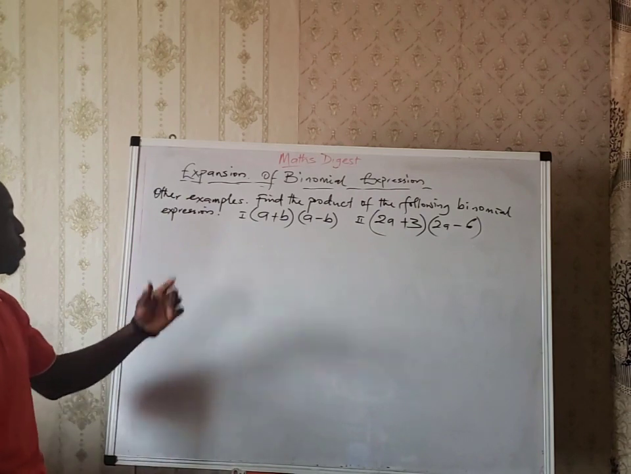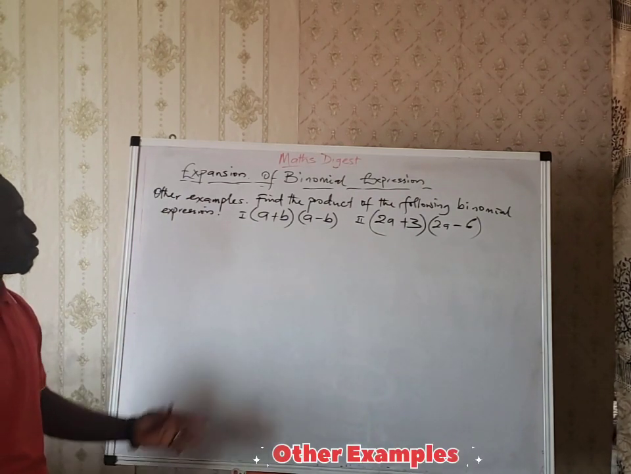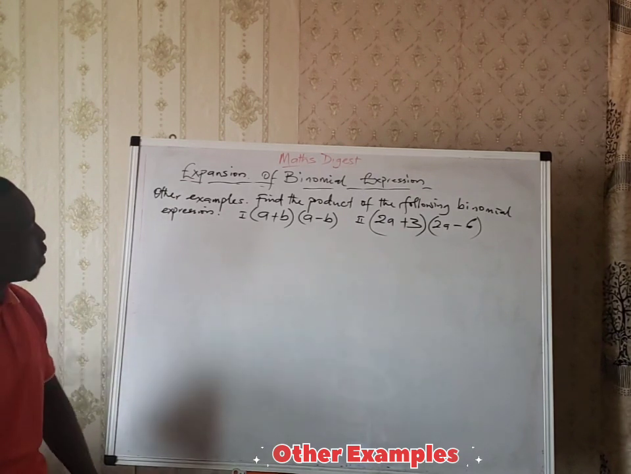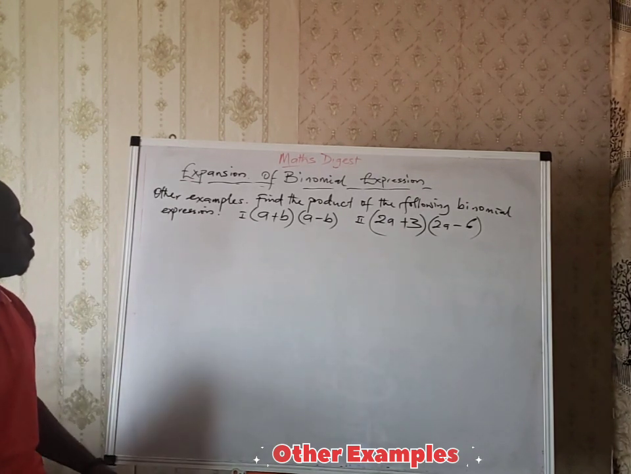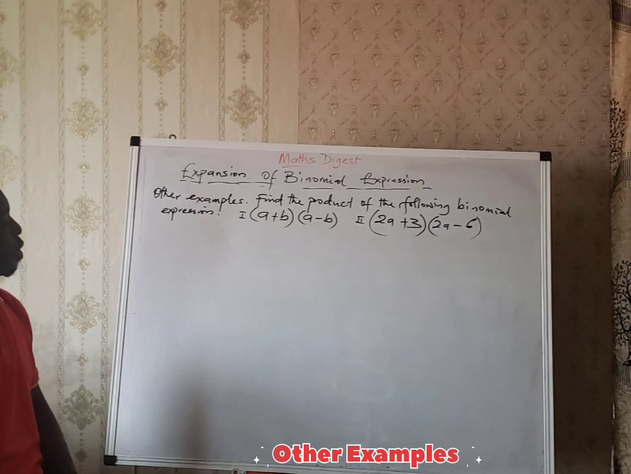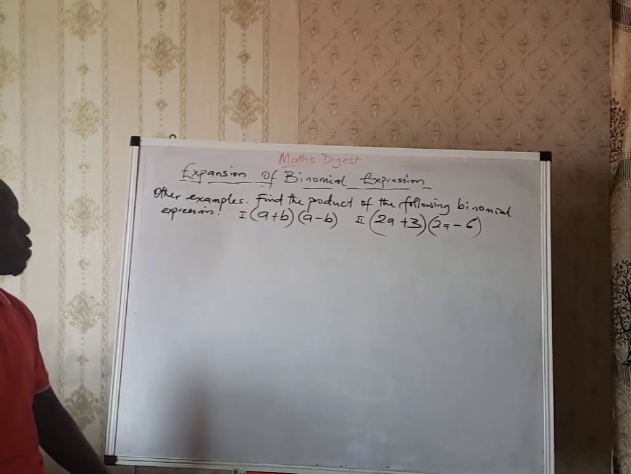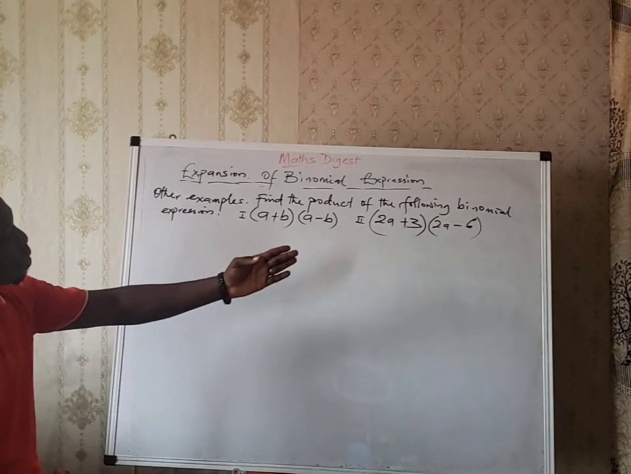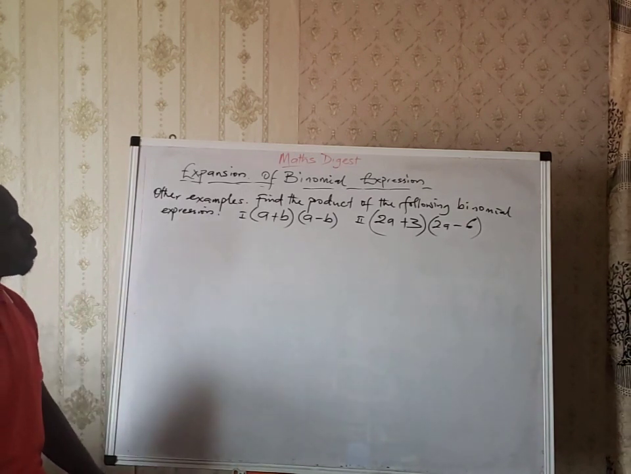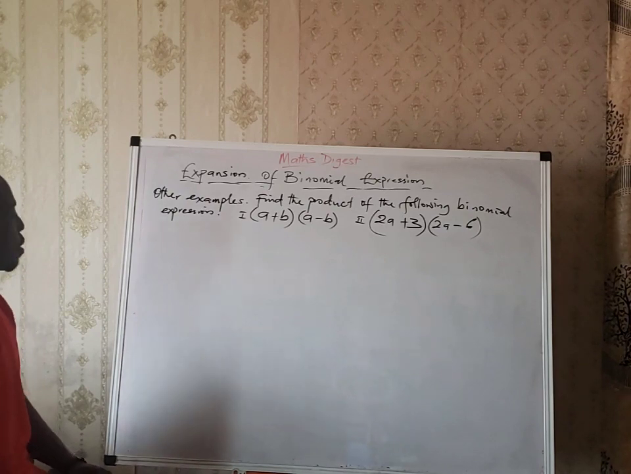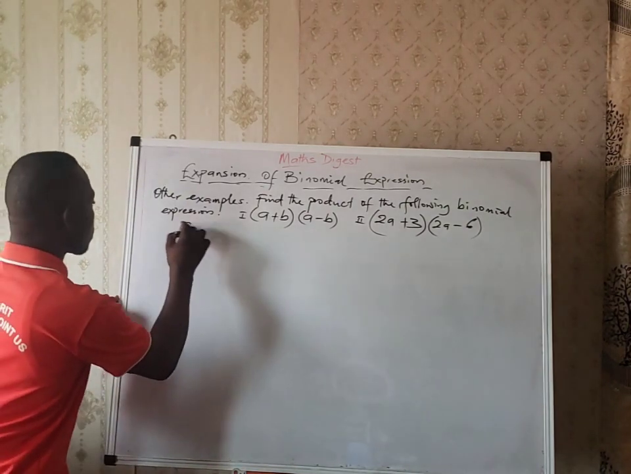We have other examples. Find the product of the following binomial expressions. The first one says a plus b in brackets, and the second bracket says a minus b, and this is a difference of two squares. The second one says 2a plus 3 in the first bracket, and 2a minus 6. All right, so solution.